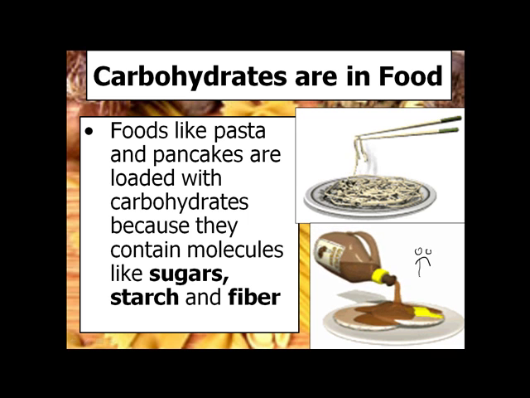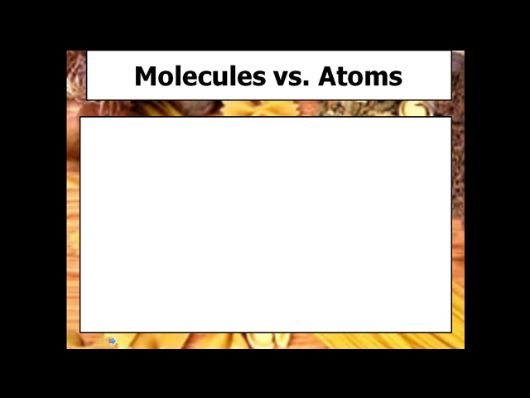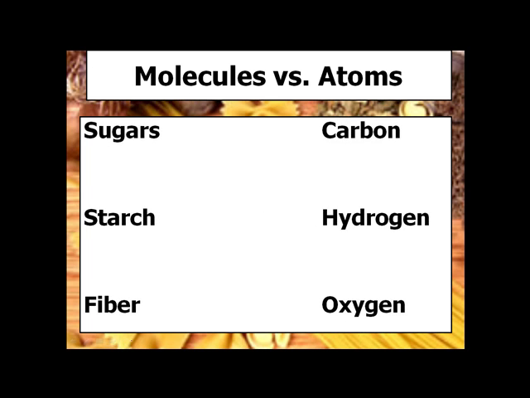So some foods that you like to eat have carbohydrates in them. Some examples of carbohydrates are sugars, starches, and fiber. I'm sure you've all heard those three words before. Before we can talk about what makes up a carbohydrate, we have to know the difference between the term molecule and atom. So let's take a look at these lists. We put them on each side on purpose.